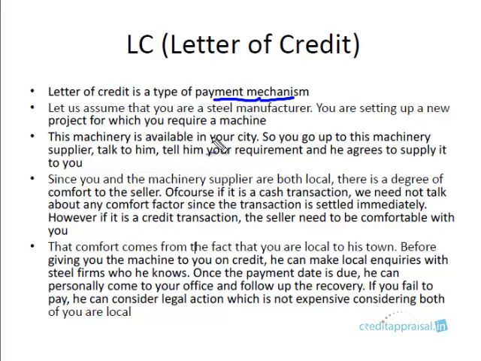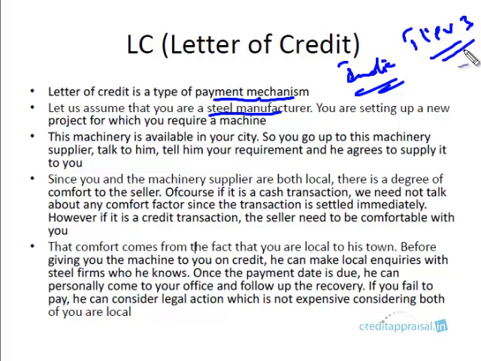Let us assume that you are a manufacturer. You are a steel manufacturer. You are in India, based in some remote city, say some tier 3 city. It's not a major city like Delhi or Mumbai or Hyderabad. It's a tier 3 city, and you want to set up a new project, as a steel manufacturer, for which you require a machine. Now let us first of all assume that it is available in your city. Though it's a small city, as a starting case, let us assume that this machine is available in your city.